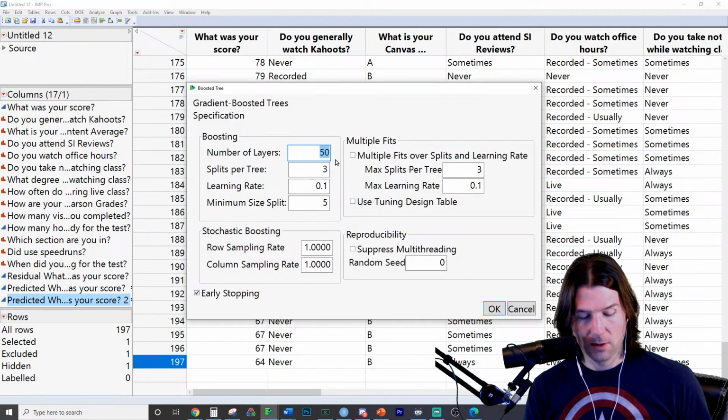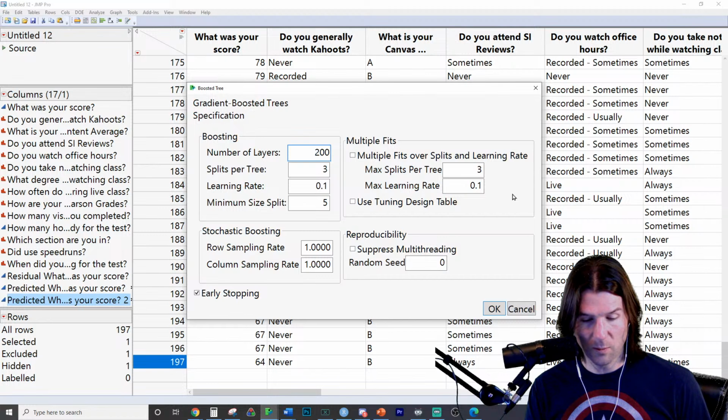Okay, number of layers. I haven't done this in a while on JMP's platform. Learning rate, that is the shrinkage. And max splits per tree, suppress multi-thread. Okay, cool. It doesn't let you choose a vector right here? That's so boring.